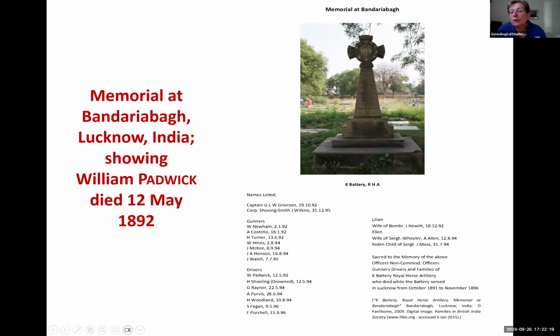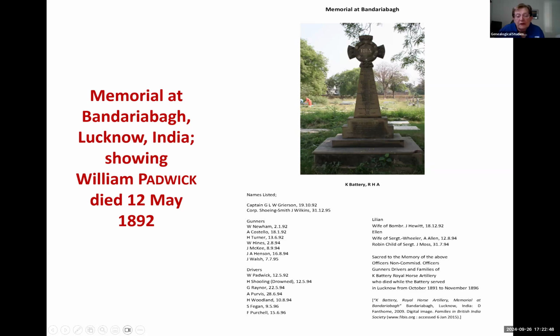1892, let's go for a bit more proof that William John Padwick, his son, died in India on the 12th of May, 1892. There is a memorial just outside of Lucknow to all of the K Battery of the Royal Horse Artillery who died in Lucknow. And there we have a driver. Remember, William Padwick was a carman.